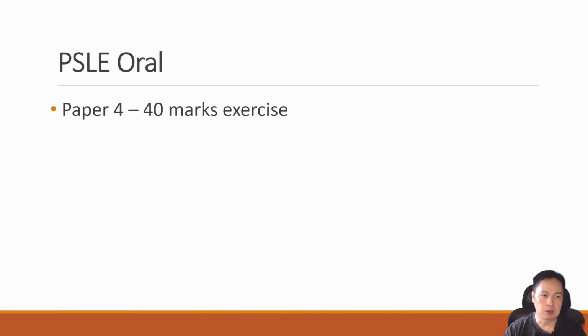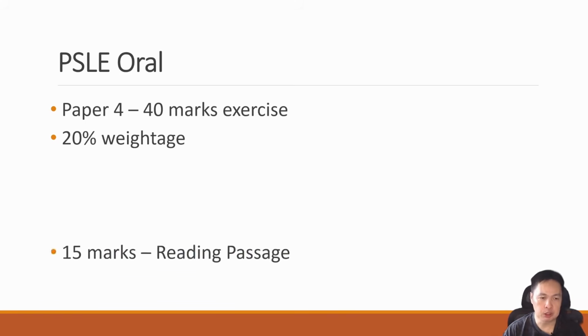Now the PSLE oral component, paper 4, is worth a total of 40 marks. That's 20% weightage, 1/5 for the entire subject. So that's quite substantial. So do not neglect this particular component. In my personal opinion, for those students who are well versed in English, this is an easier to score component because there is no writing involved. You just need to show that you are fluent in using the language.